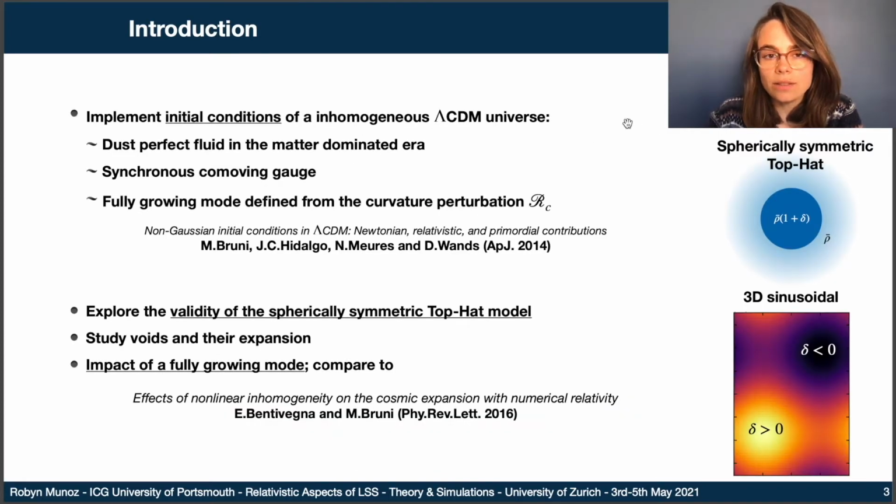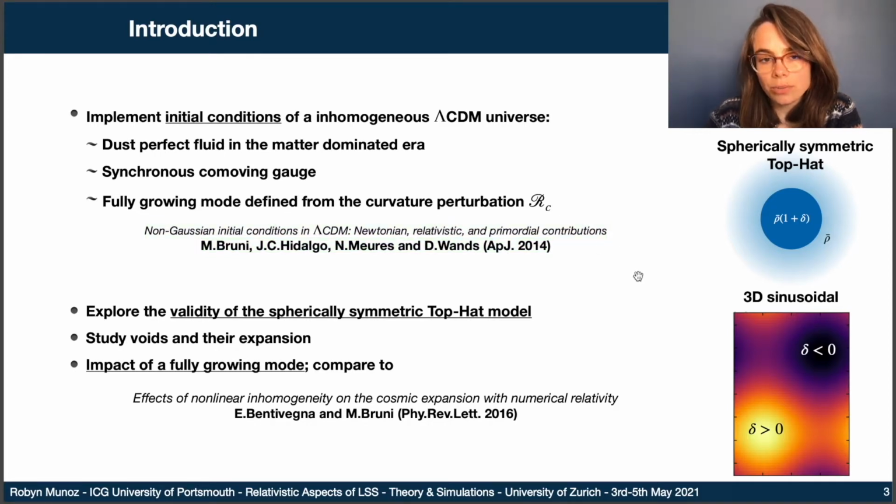We consider simulations of an inhomogeneous Lambda CDM universe in the matter-dominated era. We use the dust perfect fluid approximation and the synchronous comoving gauge. Inhomogeneities are introduced as fully growing modes defined from the curvature perturbation R_C. For this, we use the derivation of this article.